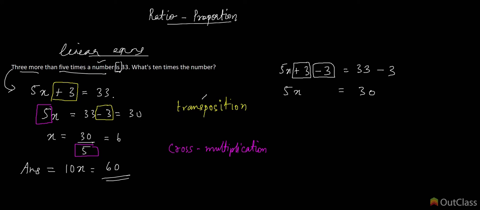Transposition works because of the additive inverse, and putting the additive inverse of a number next to it, they cancel each other out and give you 0, which is the additive identity.